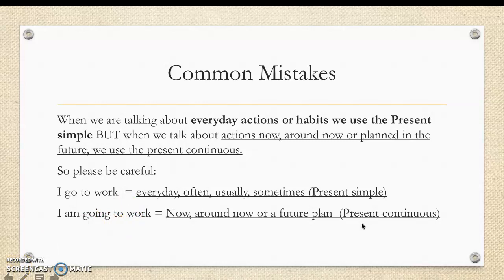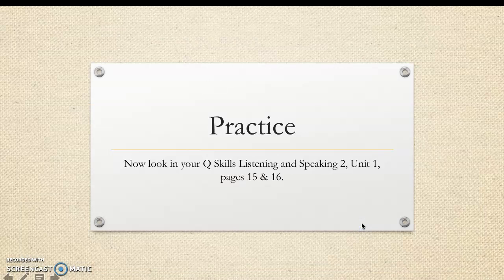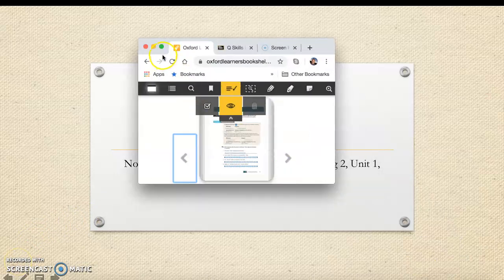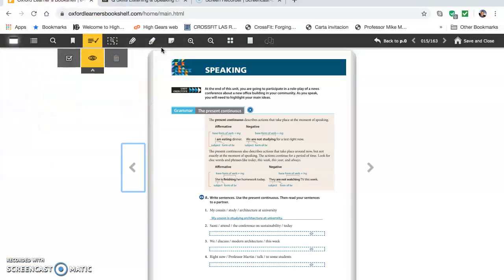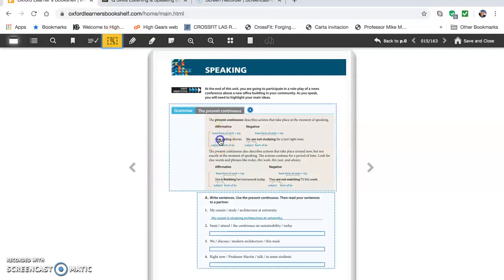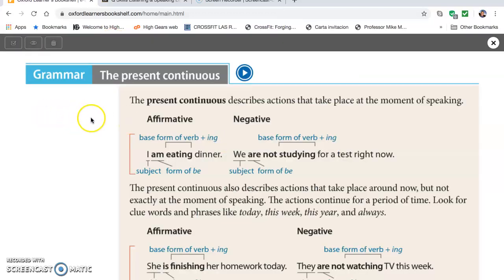Now over to you. I would like you to go to your Q Skills Listening and Speaking, Unit 1, page 15 and 16, please. Okay, let's go and look at the book. On page 15, you will find an exercise. It says speaking. And here we have the present continuous. Let's just make it a little bit bigger so you can see it.